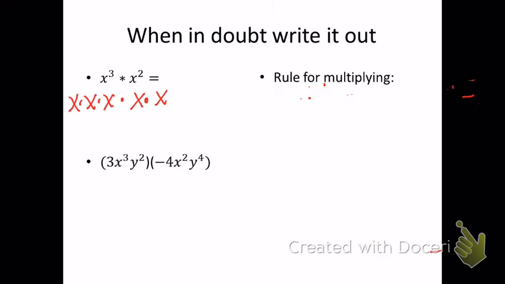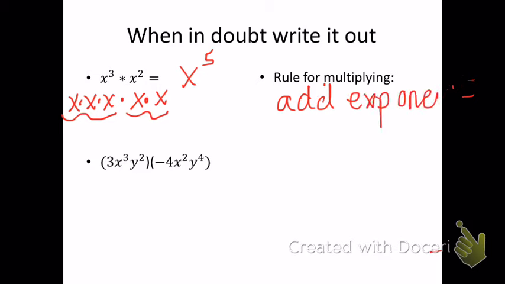Alright, when in doubt, write it out. So we're going to review some exponent rules. So x cubed, if you notice, I wrote 3 x's being multiplied together. X squared is 2 x's being multiplied together. How many x's do we have? Well, we have 5 being multiplied together, so that's x to the 5th. And the rule for multiplying is, if you look at the exponents, when we multiply, essentially what we're doing is we're adding our exponents.